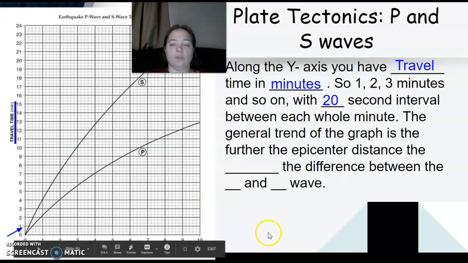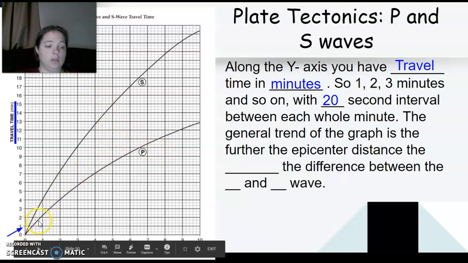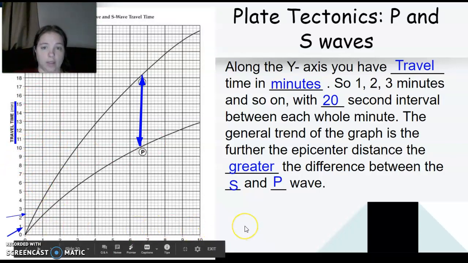So the general trend of this graph, looking just at the graph by itself, is the farther the epicenter distance, the greater the distance between the 2 waves are. So you can see there's a greater distance between the S and P wave. The longer it takes, the farther away you get.